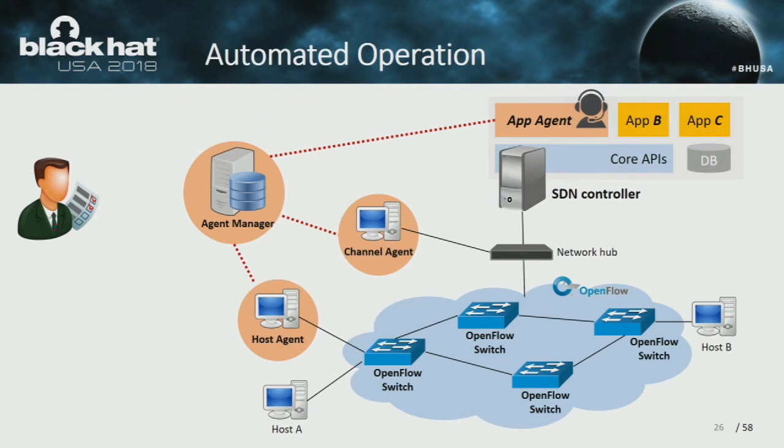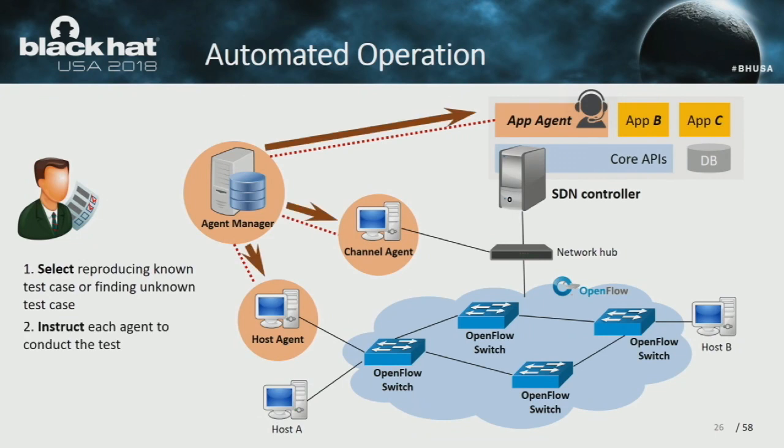As I mentioned briefly, Delta provides two operation modes: reproducing known attack cases and finding new vulnerabilities. So the network operator can choose either one of the modes, and in the case of the reproducing mode, the operator has to select the test cases as well. Then the agent manager instructs each agent to take different actions according to the selected test scenarios.